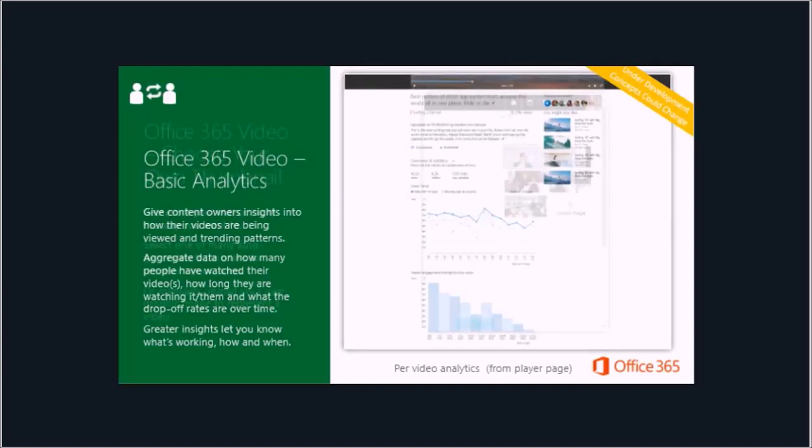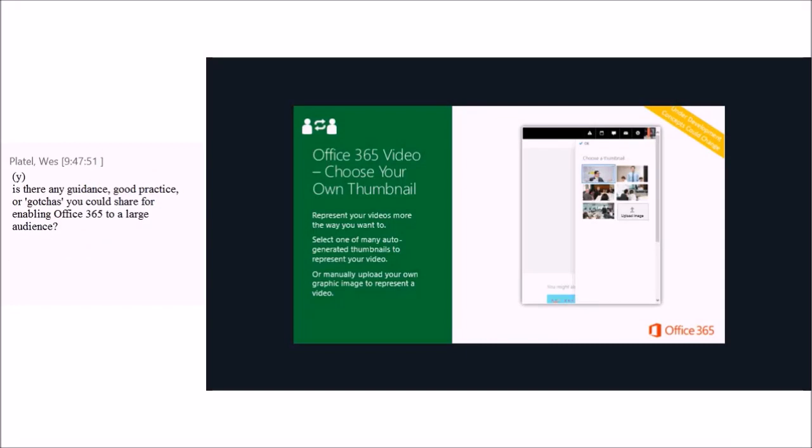So the next feature that we're working on is choose your own thumbnails. Today what we do is we automatically choose a thumbnail for you. We try to do a little bit of smart things. We take a handful of thumbnails throughout the video, and then we make sure that we throw away the white screen and the black screen so that you don't get a thumbnail that is just blank.